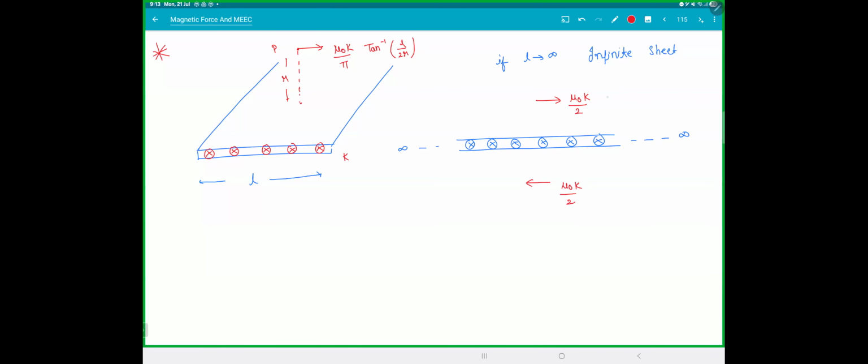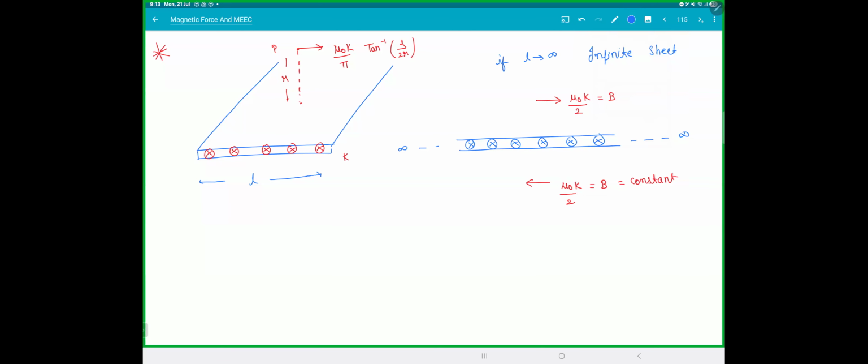Can you see the resemblance? It looks like sigma by 2 epsilon. Sigma's place has k, epsilon's place has 1 by mu naught. And the best thing, this is constant. Definitely remember this result. It's a direct JEE Main question. Now, how do we get the directions though?